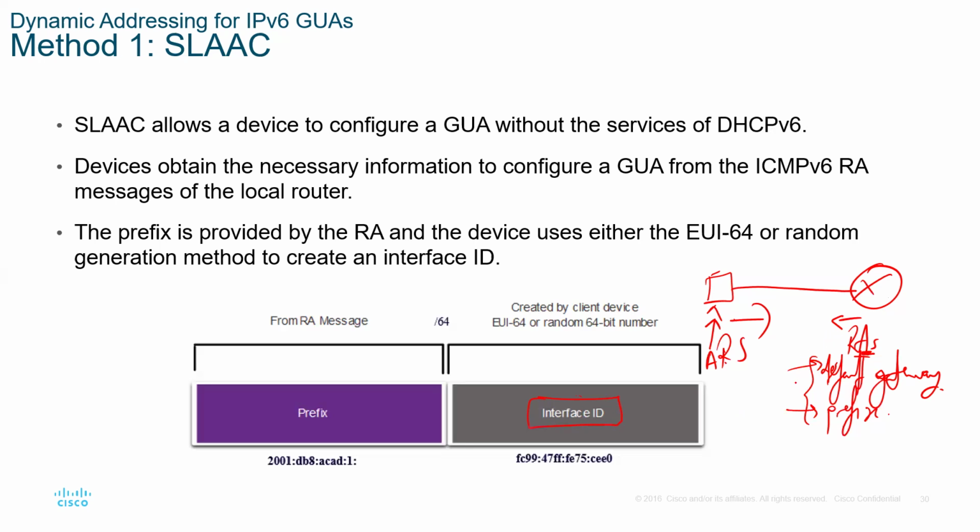So Slack basically doesn't work using DHCP version 6. And by definition, it is called stateless auto configuration. Stateless basically meaning it does not track, there is no central server which monitors address assignment.